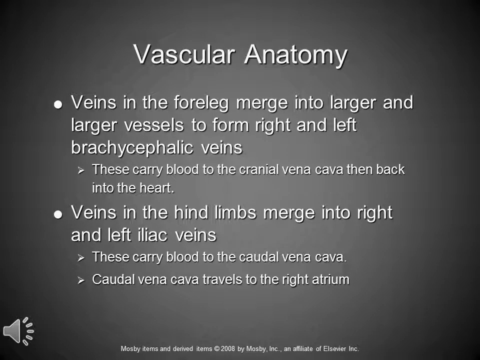Veins in the foreleg will merge into larger and larger vessels to form the right and left brachiocephalic veins, carrying blood back to the heart. These carry blood to the cranial vena cava, back to the heart, right atrium. Veins in the hind limbs merge into the right and left iliac veins. These carry blood to the caudal vena cava. Caudal vena cava returns to the right atrium. So we have a big closed vascular system that's going to make sure the blood gets out of the heart to tissues and then back to the heart.